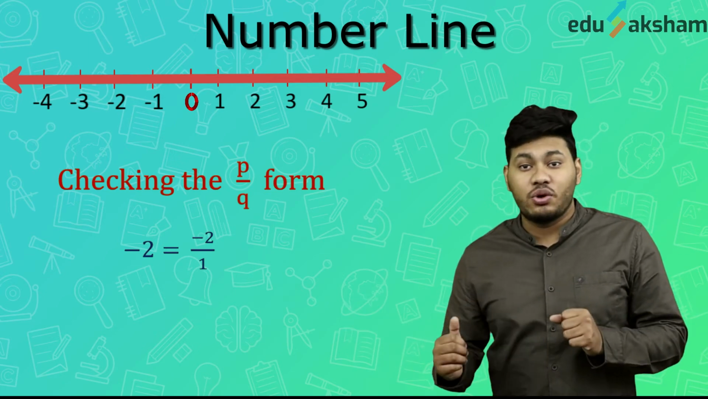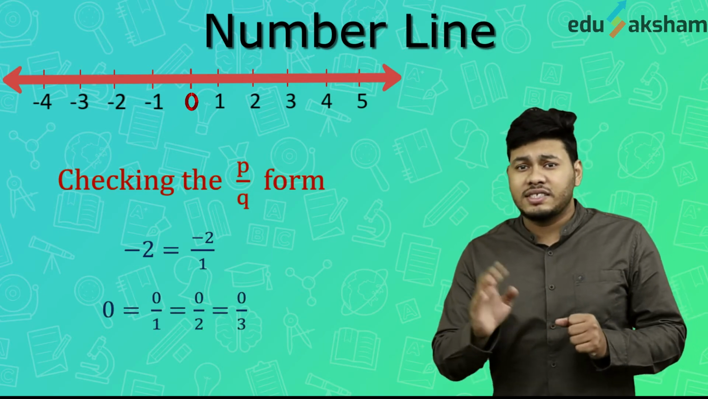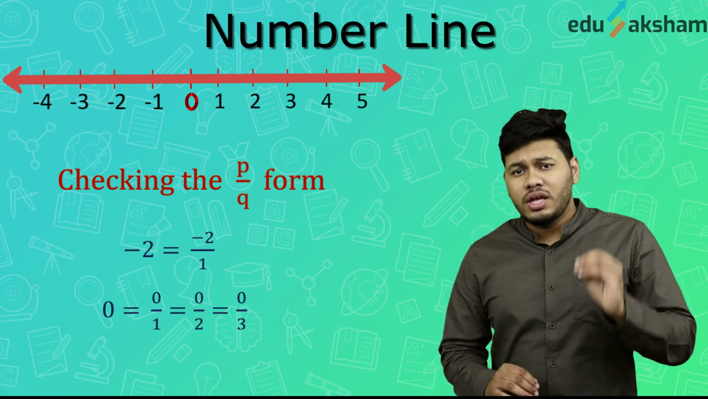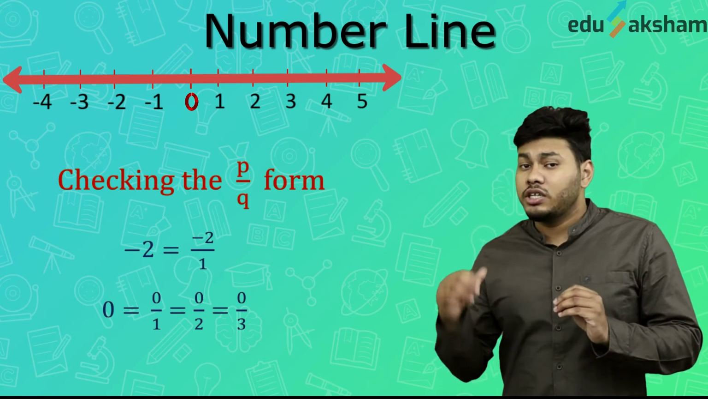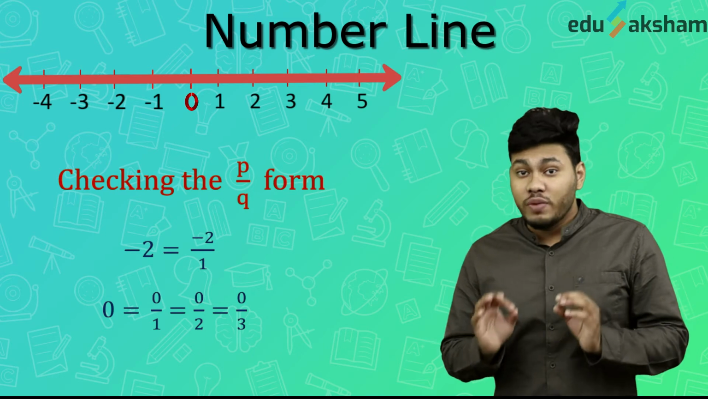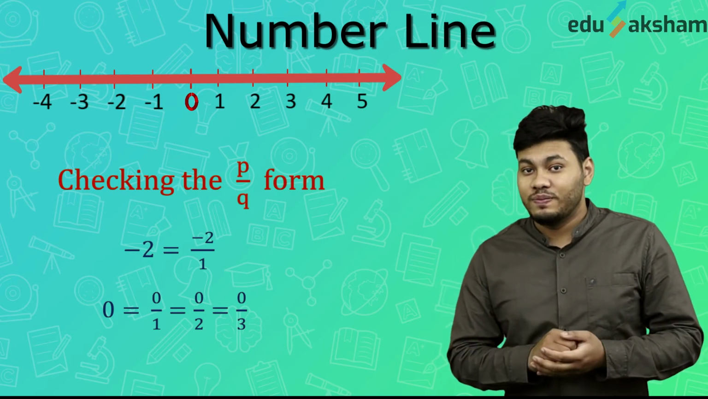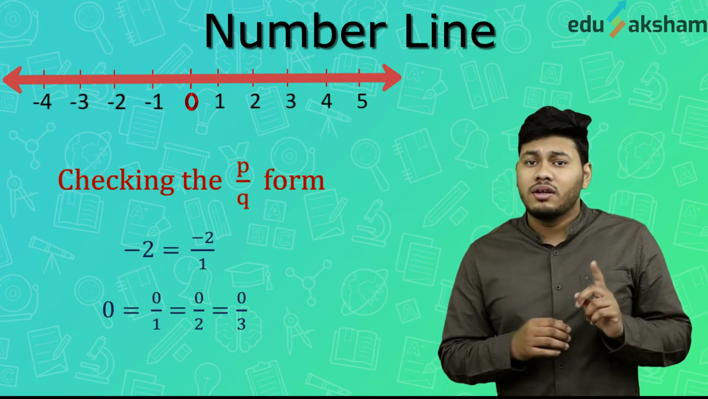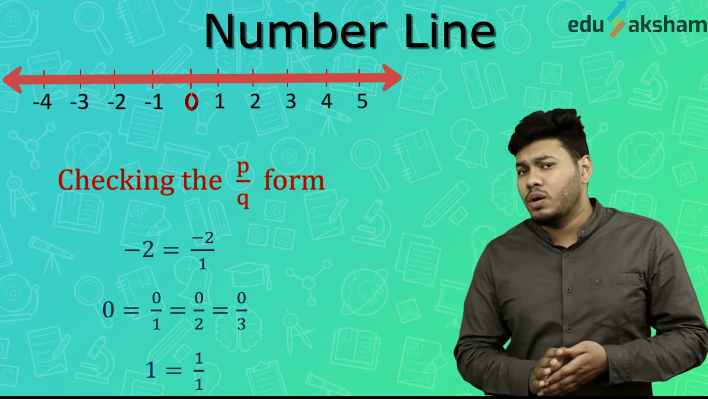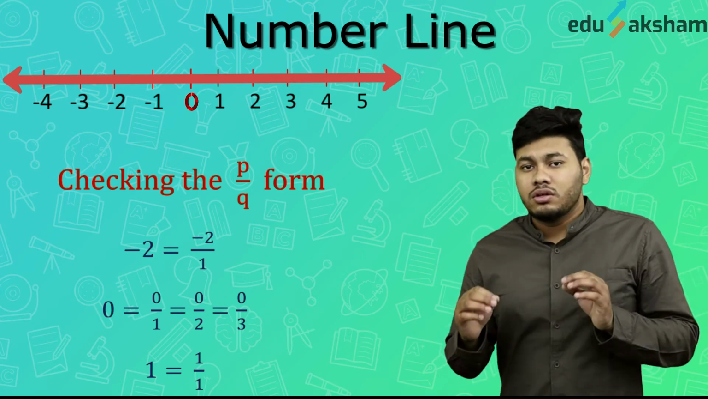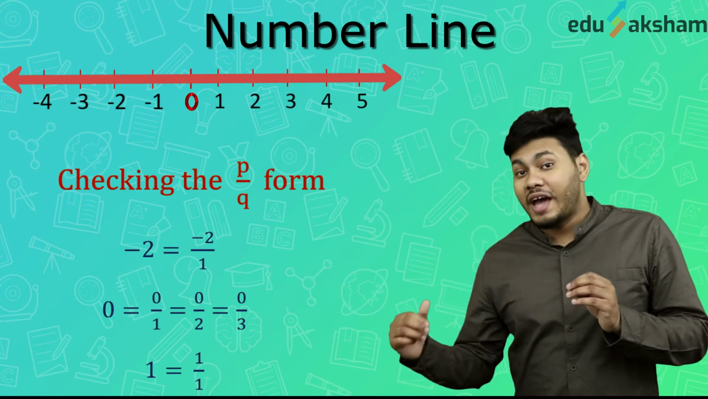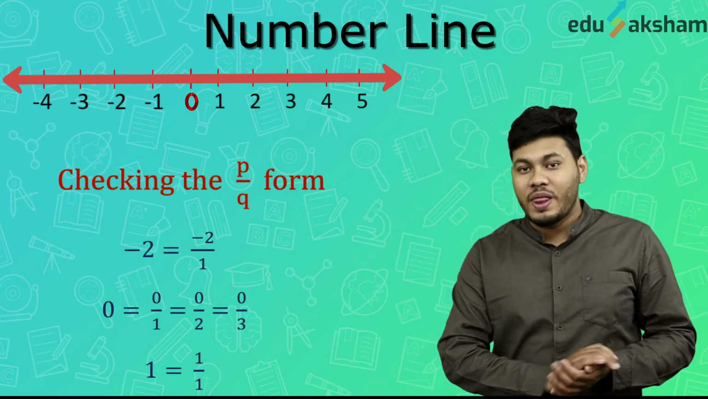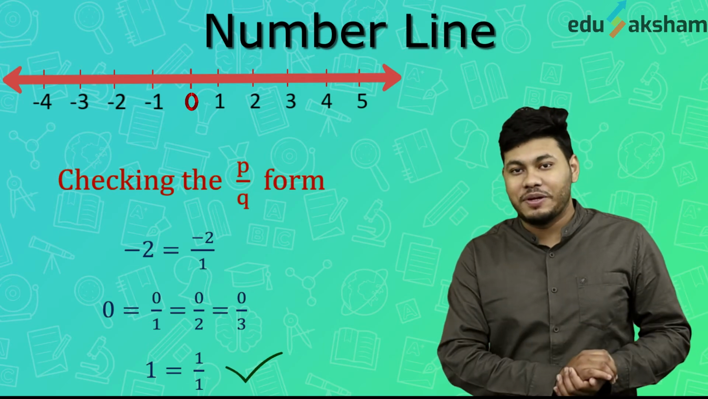Now let's check for the number 0. 0 can be represented as 0 divided by 1, 0 divided by 2, 0 divided by 3 and so on. In this case, the numerator and the denominator both are integers, and although the numerator is 0, the denominator is not 0, which means 0 is also a rational number. Now if we check for the number 1, 1 can be represented as 1 divided by 1, 2 divided by 2 and so on. Even here, the numerator and denominator both are integers and the denominator is non-zero, which means 1 is also a rational number.